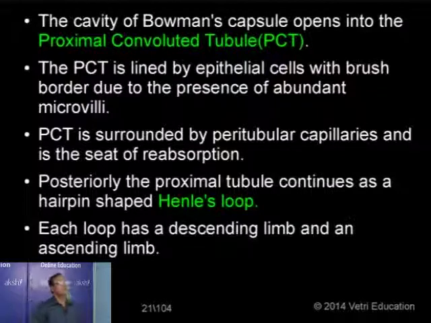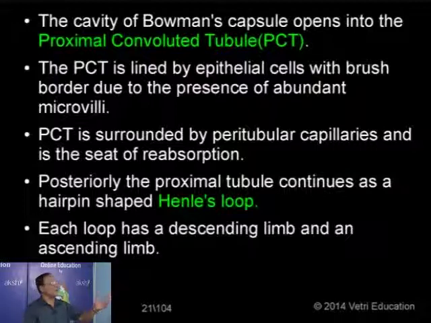Now, the next one, suppose you are taking the nephron. The cavity of the Bowman's capsule opens into the first part of the highly coiled tubule, what is called the proximal convoluted tubule, or simply the PCT. It is a place of absorption of various materials. It is a highly coiled tubule, the first part just following the Bowman's capsule, hence the name proximal convoluted tubule.